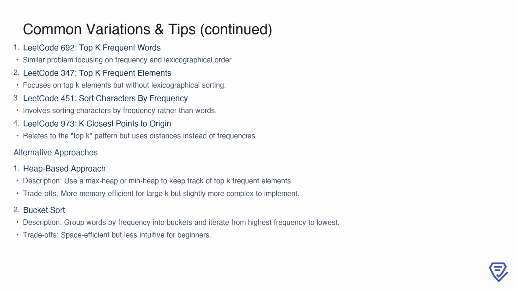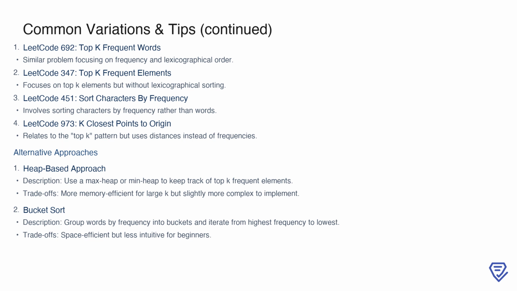For instance, LeetCode 692 focuses on frequency and lexicographical order, just like this problem. LeetCode 347, top K frequent elements, is similar in terms of extracting the top K elements but doesn't involve lexicographical sorting. LeetCode 451, sort characters by frequency, shifts the focus to sorting characters instead of words. Finally, LeetCode 973, K closest points to origin, relates to the top K pattern, but here the key is sorting based on distances rather than frequencies.